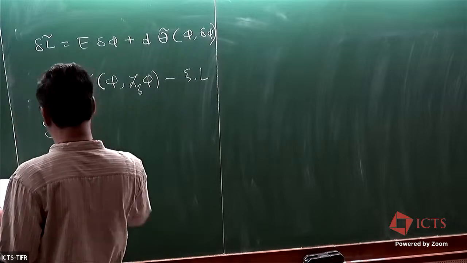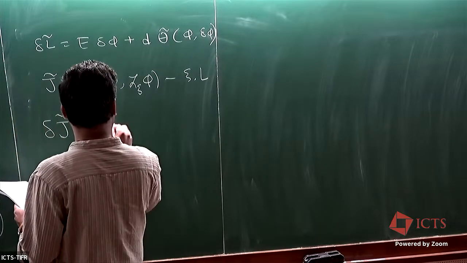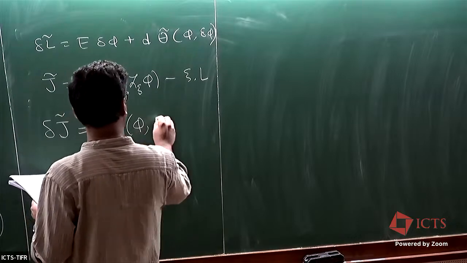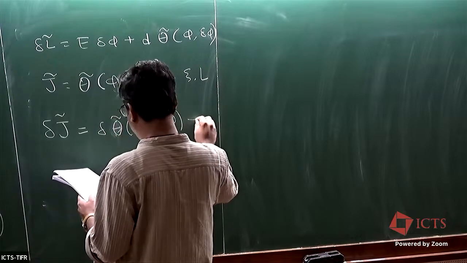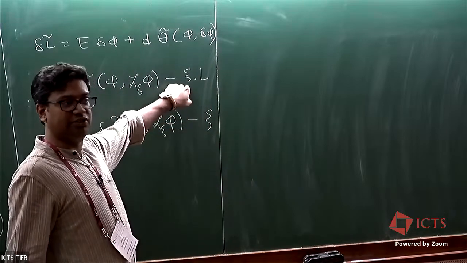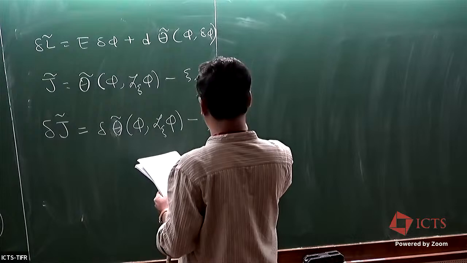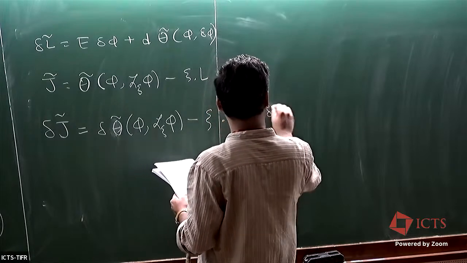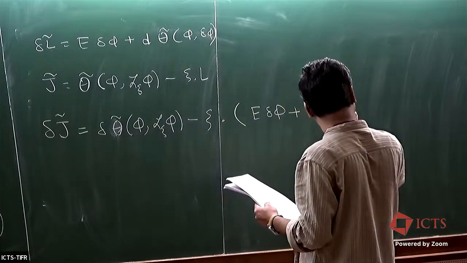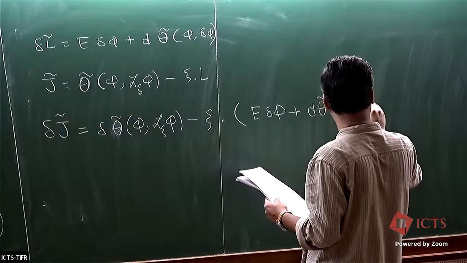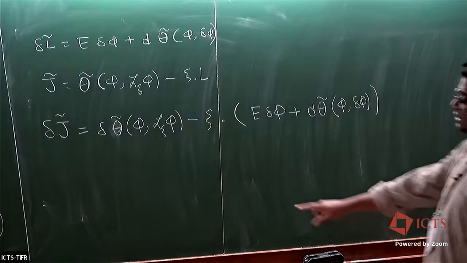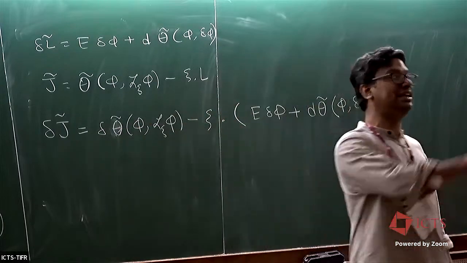So what will be this structure? This structure will be delta of theta tilde, phi, Li Xi of phi, minus Xi. Of course, Xi is a space-time quantity. This will not change. And therefore, I will have E delta phi plus D theta tilde. But note that this theta is a function of phi and delta phi. This is not a function of Li Xi of phi, because this delta acts on delta L, this delta is arbitrary.